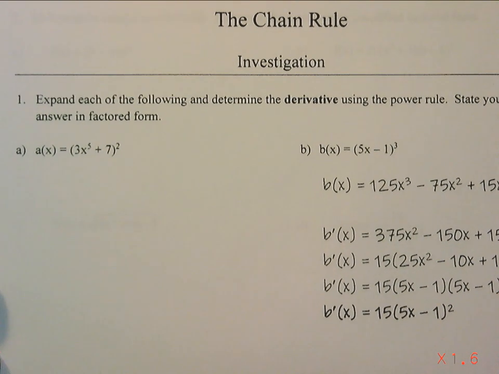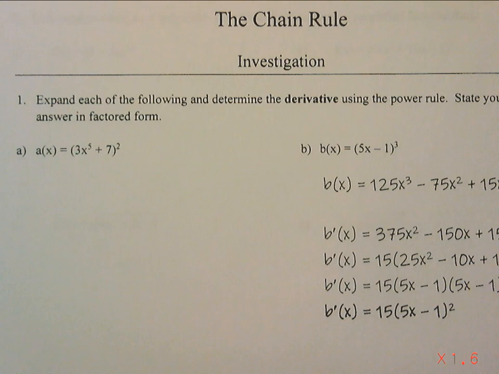It says expand each of the following to determine the derivative using the power rule. State your final answer in factored form. So I'm looking at a of x, which is (3x^5 + 7) all squared. Now that I cannot currently take the derivative of with the power rule because it has a bracket, and the power rule doesn't work when we have brackets. So what I'm going to do is follow the instructions.